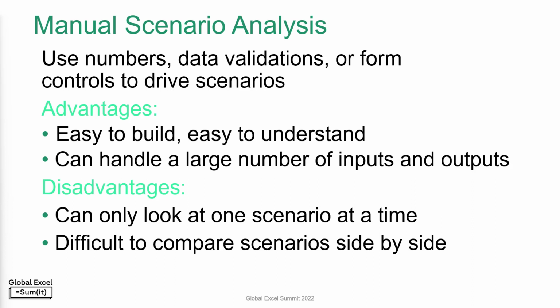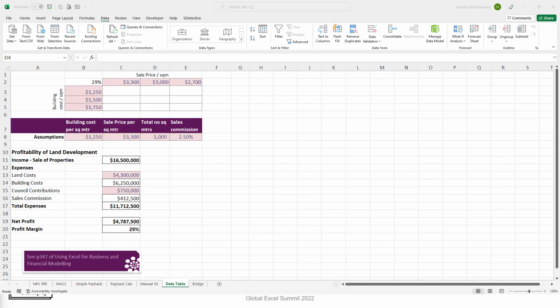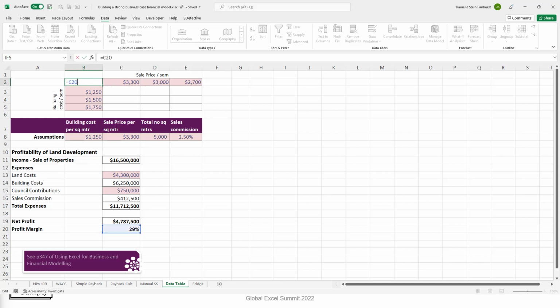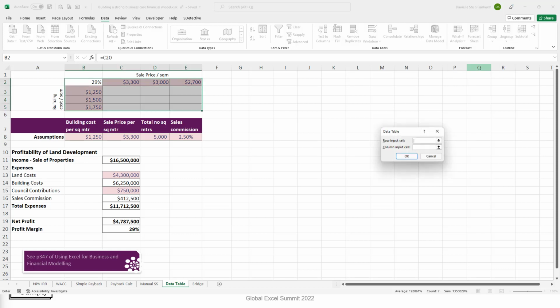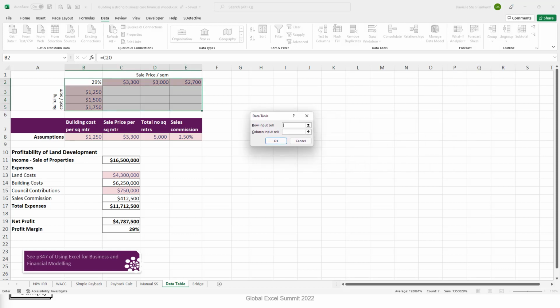So let's have a look now at the same example using a data table. Here we have the same model, and we're going to choose the profit margin as the output for our sensitivity analysis. I'm just going to go into What-If Analysis and Data Table. I then have to work out the row input cell. The row is the sale price, so that's that number there. And the column input cell is going to be the building cost, so that's that number there.